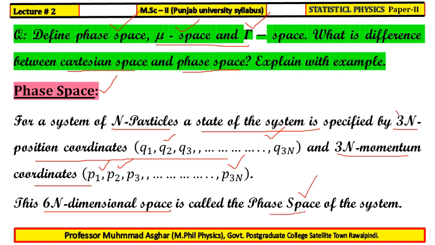3 means we have 3 independent motions of particles along the x, y and z axes, and n means the total number of particles. So total n particles have 3 x, y and z positions, so we can represent them as 3n position coordinates, and the momentum of a particle along the x axis, y axis and z axis gives 3 momentum coordinates, and the number of particles is n, so 3n momentum coordinates.